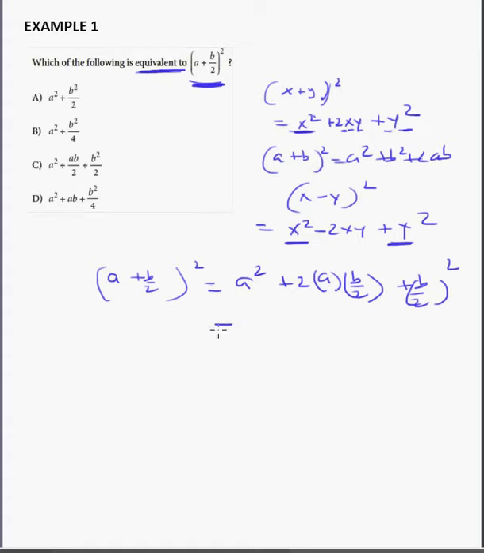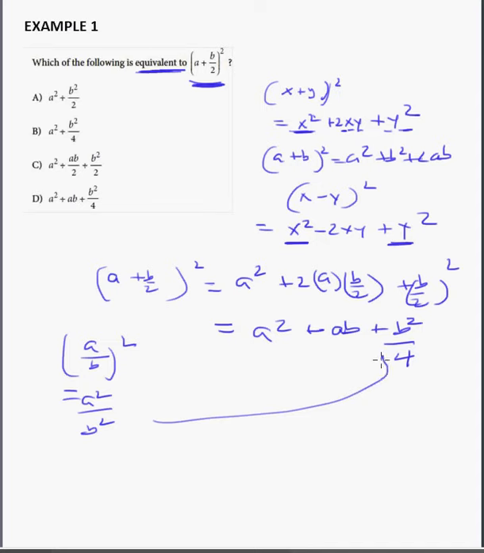So if I simplify, this becomes a squared plus, obviously I'm going to have 2 cancel 2, it's going to be ab plus b squared over 4. It depends on how they represent the answer. So always remember that (a over b) all squared is going to be equal to a squared over b squared. The square affects both. So that will affect this. That's what we have here.